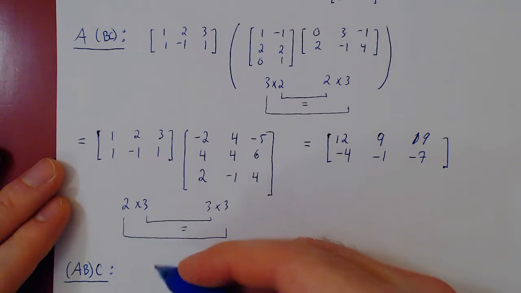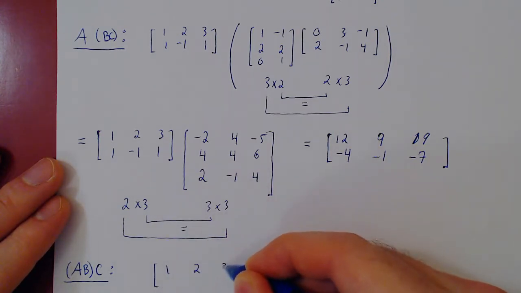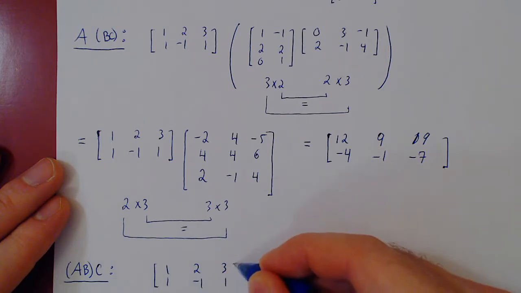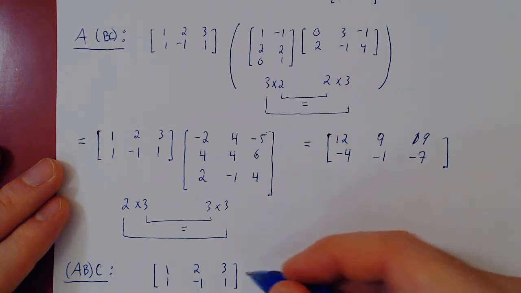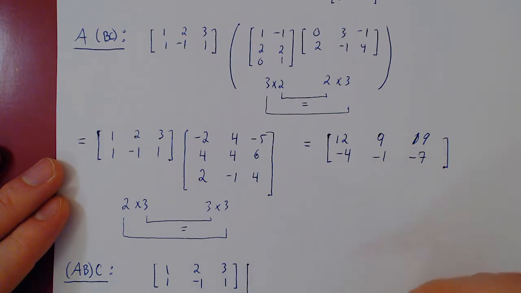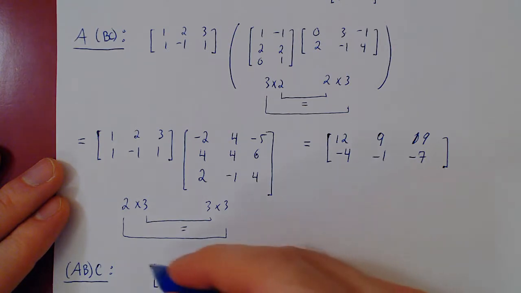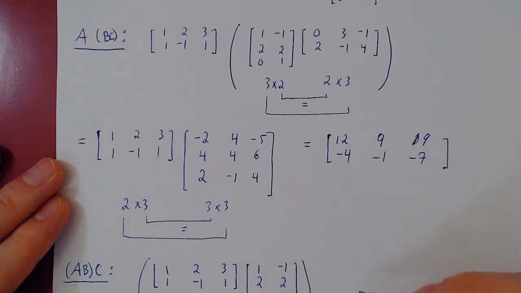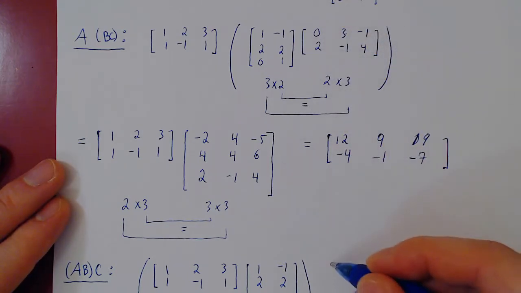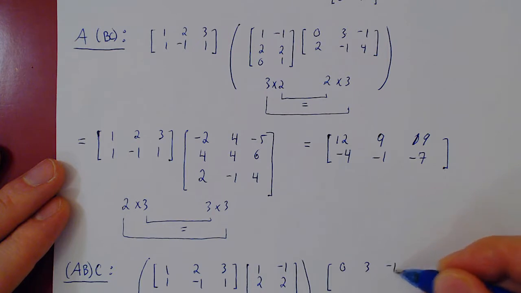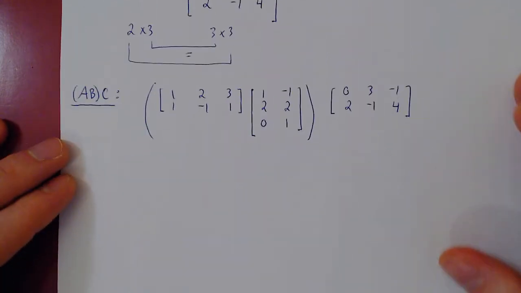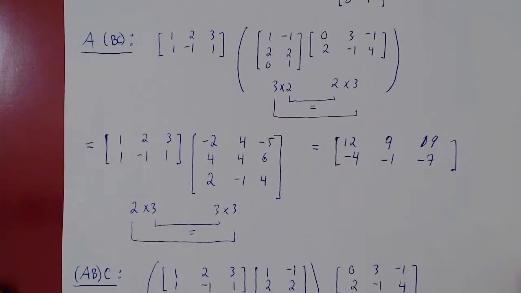Okay, so here's matrix A: 1, 2, 3, 1, negative 1, 1, times matrix B, which is right here: 1, 2, 0, negative 1, 2, 1. So we first perform this multiplication between A and B, and then finally times C, which is right here: 0, 3, negative 1, 2, negative 1, 4. Okay. Let us perform the product, and hopefully our proof is correct, and we'll get the same 2 by 3 matrix at the end.